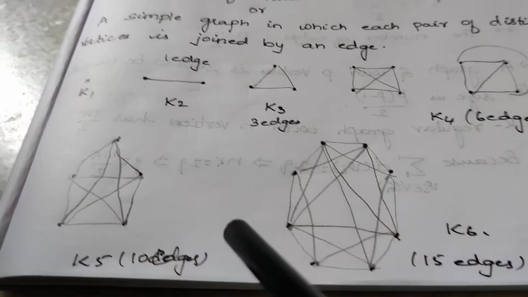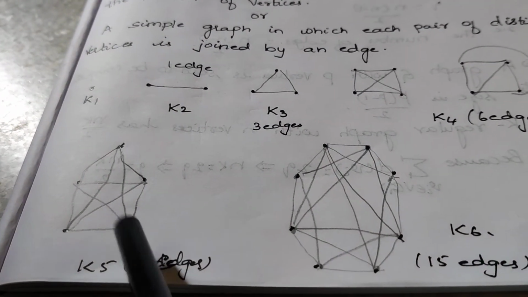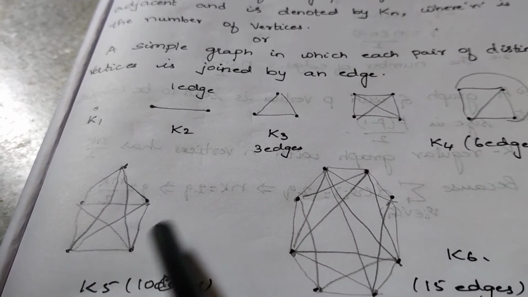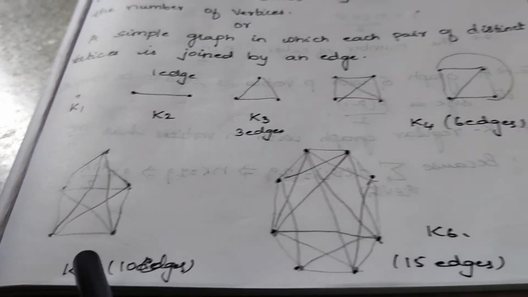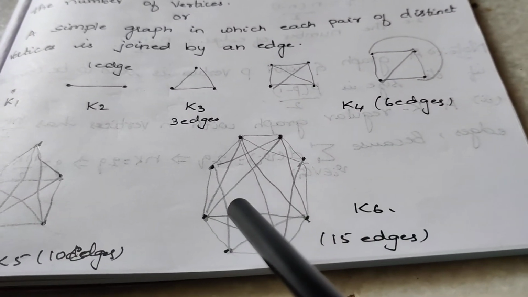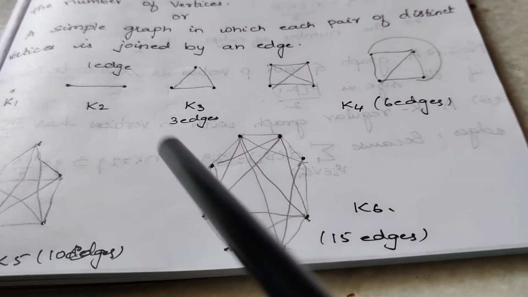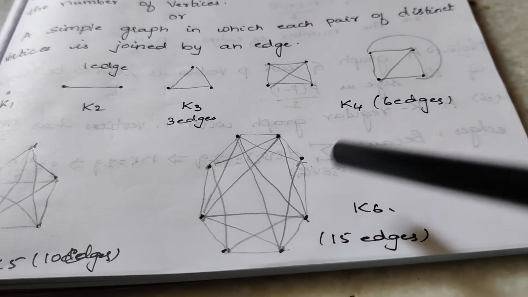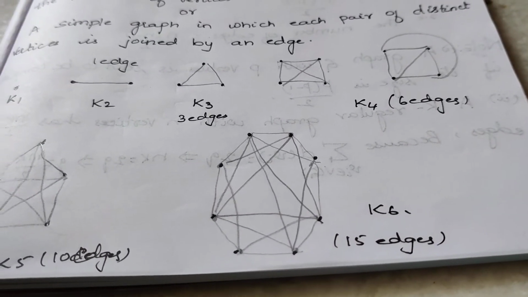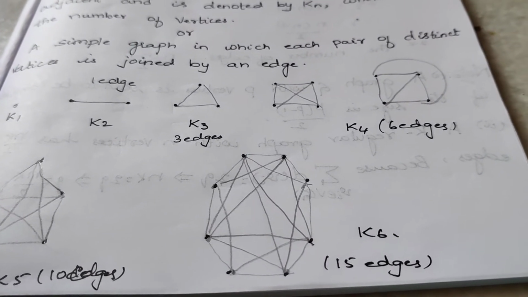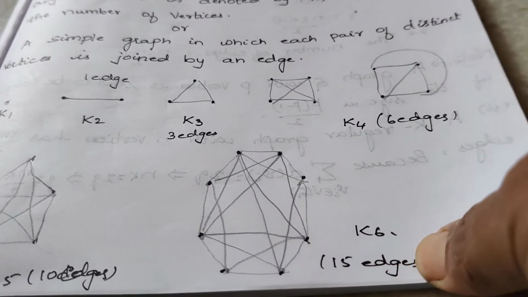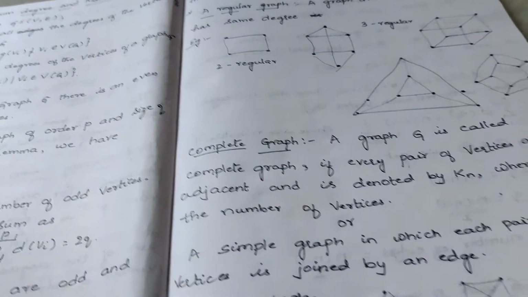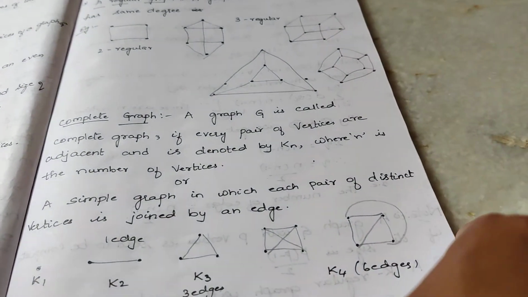Next here we have taken K5, and here when you notice, each vertex is joined with all other vertices, and this is an example of K6. K1, K2, K3 are nothing but complete graphs, and the suffix 1, 2, 3, 4 denotes the number of vertices in that graph. So K with suffix n is called a complete graph with n vertices.